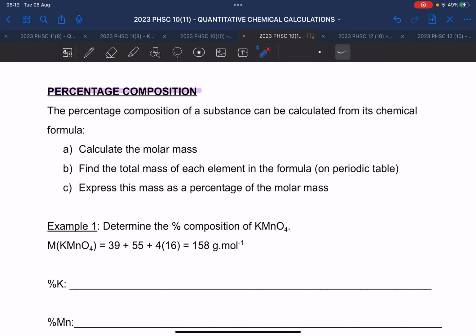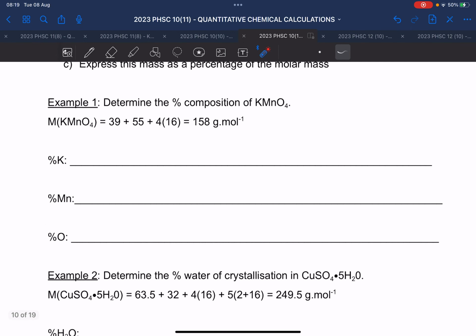The percentage composition of a substance can be calculated from its chemical formula. What you first do is get the total molar mass. Then you find the mass of each element, and then you express it as a percentage. I know you guys don't even read, so let's see what we must do. They ask, determine the percentage composition of potassium permanganate. Potassium permanganate, that's the name.